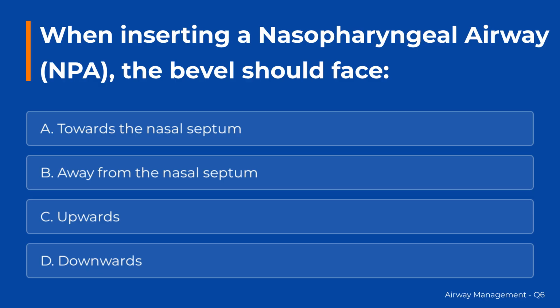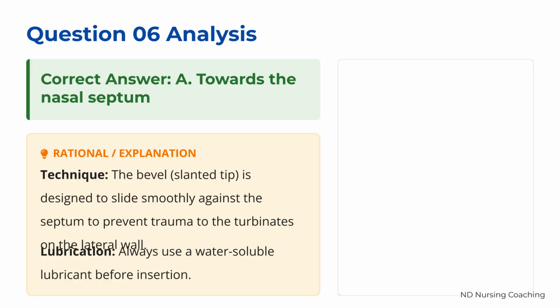Next, when inserting a nasopharyngeal airway, NPA, the bevel should face which direction? The correct answer is A, towards the nasal septum. This technique allows the bevel to slide smoothly against the septum, preventing trauma to the fragile turbinates on the lateral wall. Always use a water-soluble lubricant first.